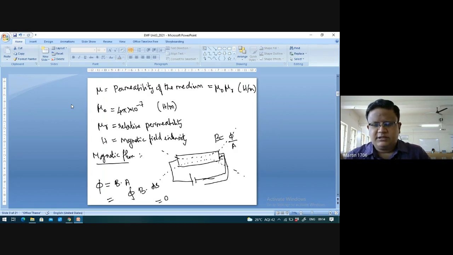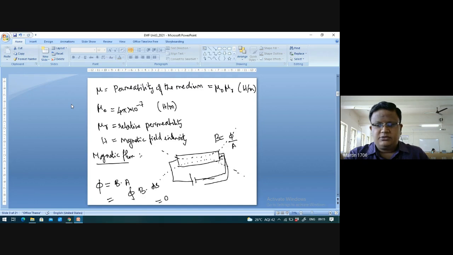Mu is nothing but permeability, which everyone gets confused with. Mu and epsilon: epsilon is permittivity, whereas permeability is something accepting or attracting. Mu naught is the constant for free space, it is 4 pi into 10 to the power minus 7 Henry per meter, and mu r is the relative permeability. Like this, in the electric field also we have studied epsilon, epsilon naught.